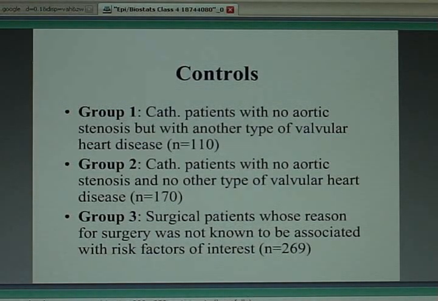But from the cardiac catheterization, we knew they had other problems with their hearts. All 110 had another type of valvular disease. One of the other valves connecting the chambers of their heart, the mitral valve or the tricuspid valve, was malfunctioning. So these were people who didn't have aortic stenosis but had another type of valvular heart disease. That's what we mean as control group number 1.